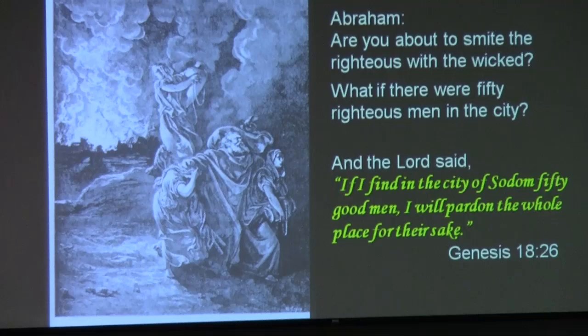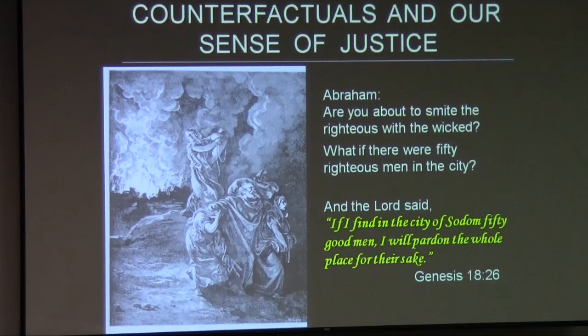Well, this is what God answered him. Here you have God speaking, God who knows who is wicked and who is righteous, and he gives him the counterfactual. If I find in the city of Sodom 50 good men, I will pardon the whole place for their sake. And you think Abraham gave up? What about 45? Not only that, he said, are you going to make a big fuss about 5? And God says, no, 45 is fine for me. So Abraham goes back to 40, to 30, to 20, to 10, and you know the end.